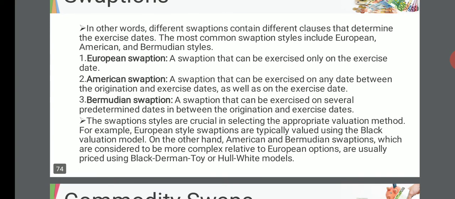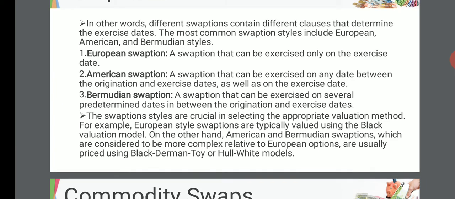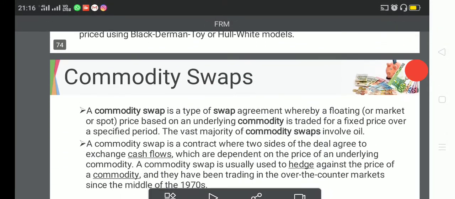The swaption styles are crucial in selecting the appropriate valuation method. For example, European style swaptions are typically valued using the Black valuation model. On the other hand, American and Bermudian swaptions, which are considered to be more complex relative to European options, are usually priced using the Black-Derman-Toy or Hull-White model.